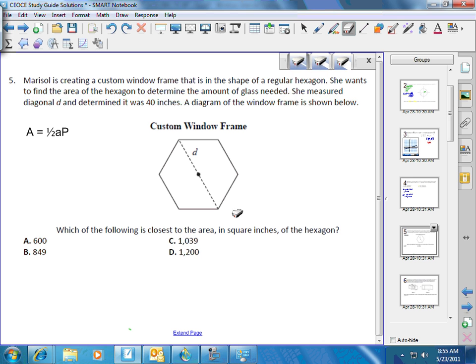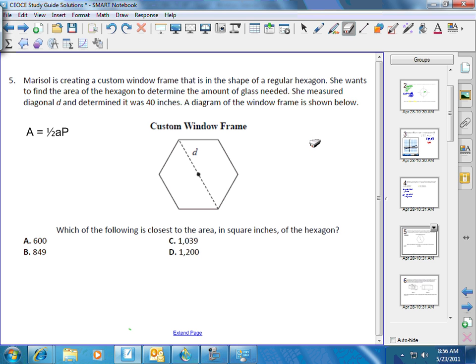So number 5 says Marisol is creating a custom window frame that is in the shape of a regular hexagon. She wants to find the area of the hexagon to determine the amount of glass needed. She measured a diagonal D and determined it was 40 inches. A diagram of the window frame is shown below.